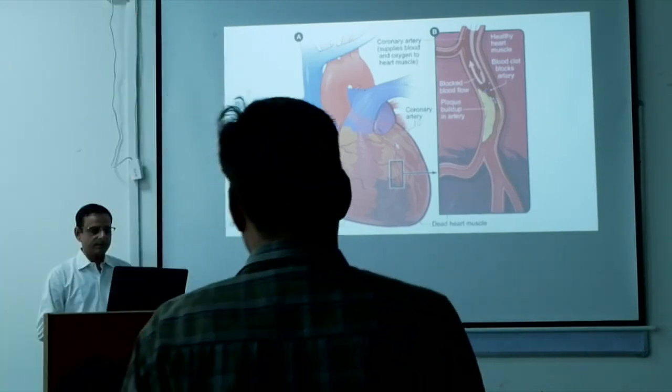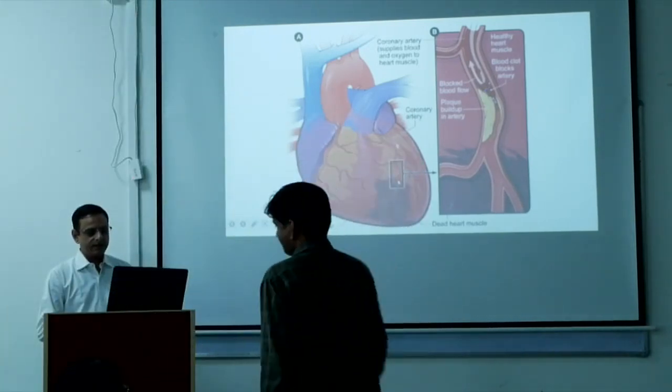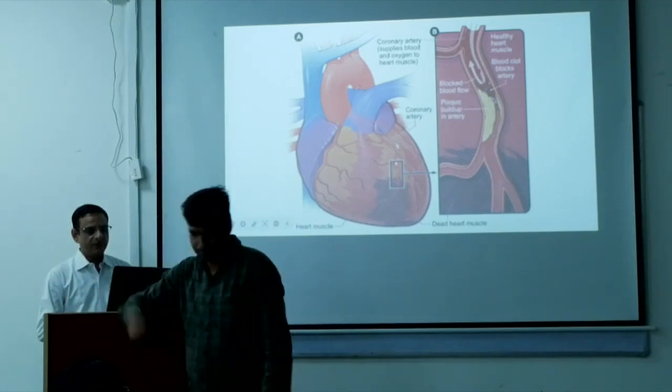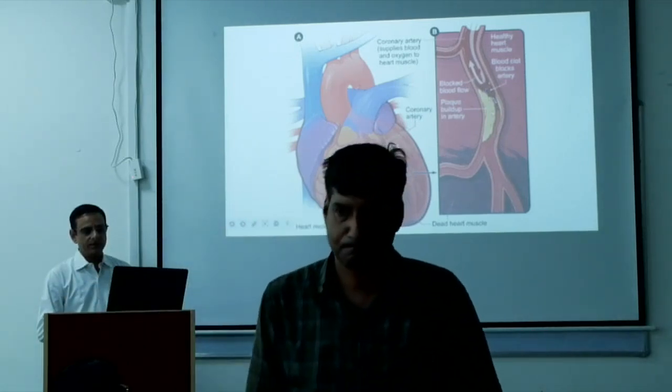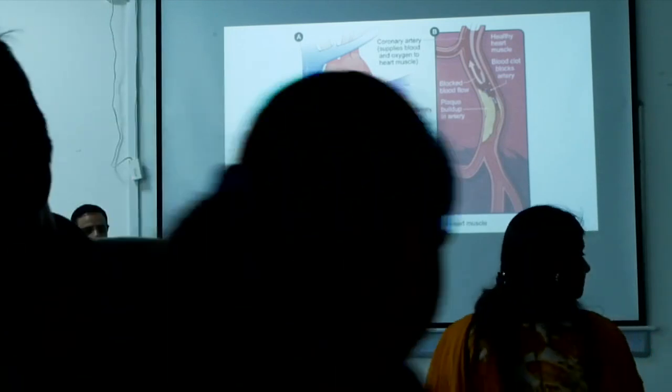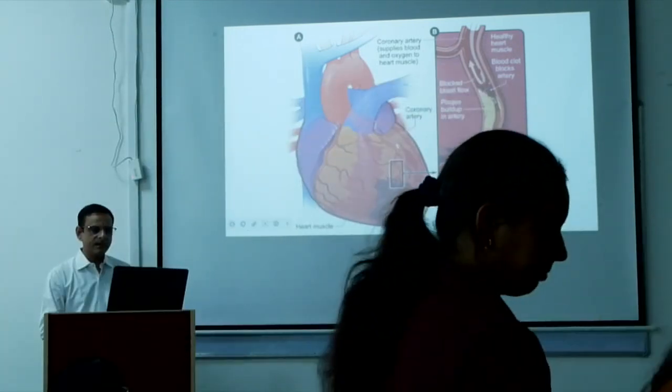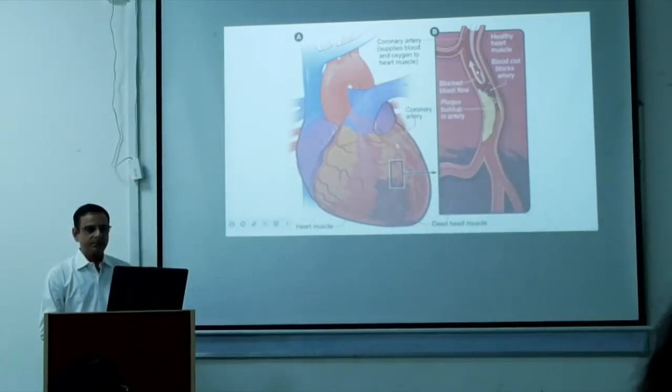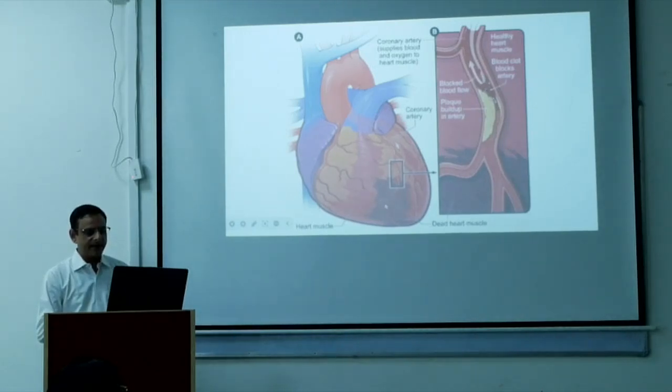This is what happens to the arteries. This is the area of the artery which was blocked due to plaque or rupture of the ulcer. And this blood clot blocks the artery, and this is the result. This is the ischemic area, the dead area.